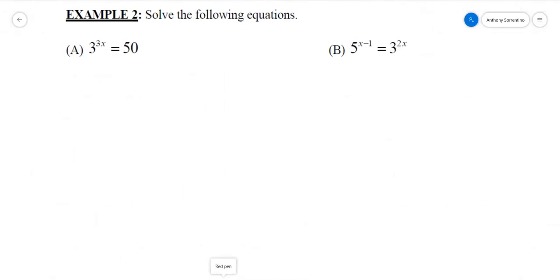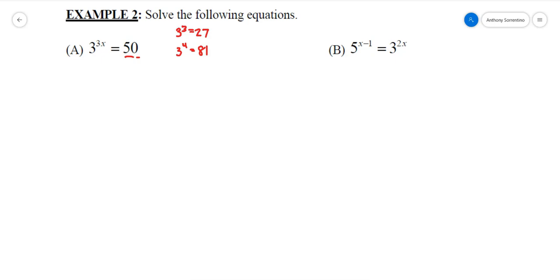Now 3 to the 3x power equals 50. So again, it wouldn't be too bad if 50 was a power of 3. It isn't. I mean, I have my 3 to the 3rd power, which is 27, and I have my 3 to the 4th power, which is 81. Whatever 3x is going to be, it's probably going to be some sort of irrational number, and that's going to make it a little bit more difficult. It's going to be an irrational number that's between 3 and 4.